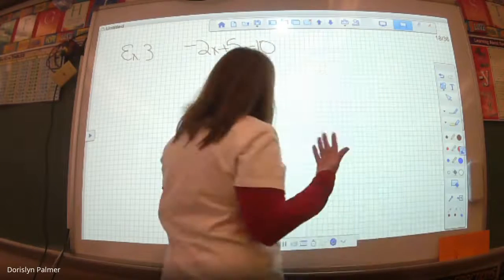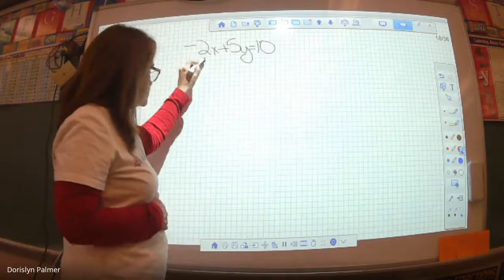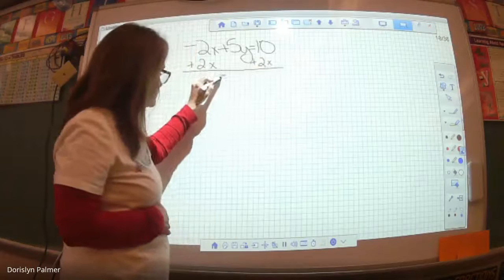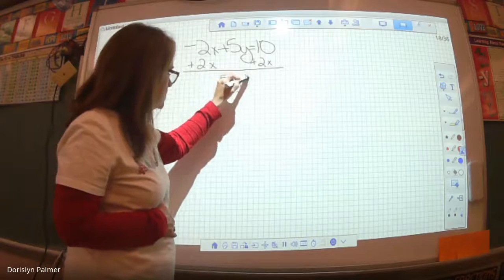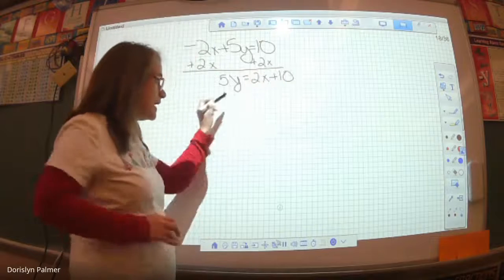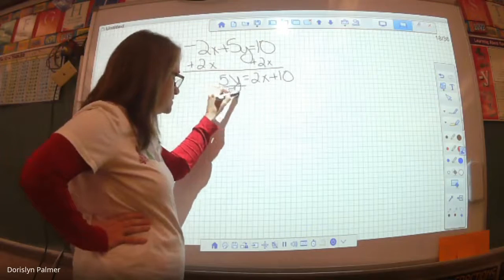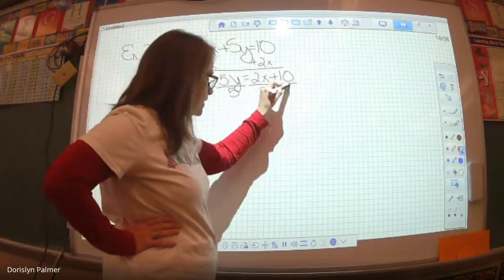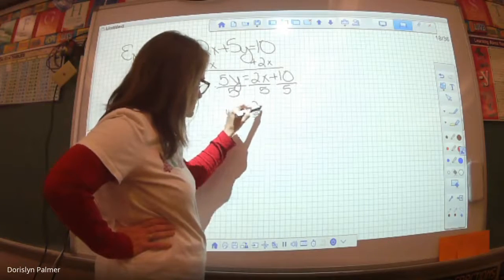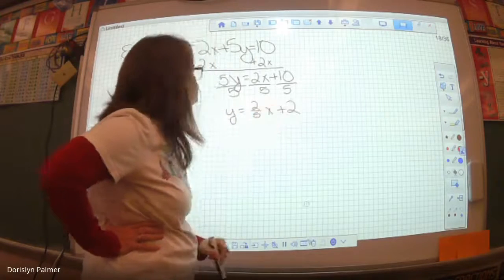All right, we want to put it in slope-intercept form. So we move x to the other side. That gives us 5y equals 2x plus 10. But y has to be all by itself, so we divide by 5 everywhere. Y equals 2/5 x plus 2.